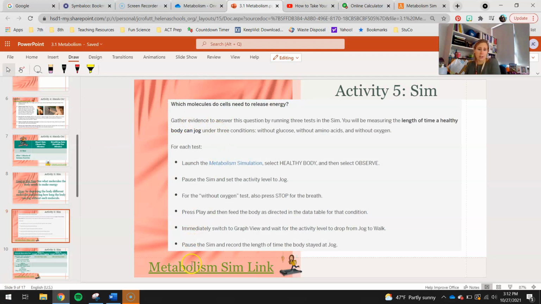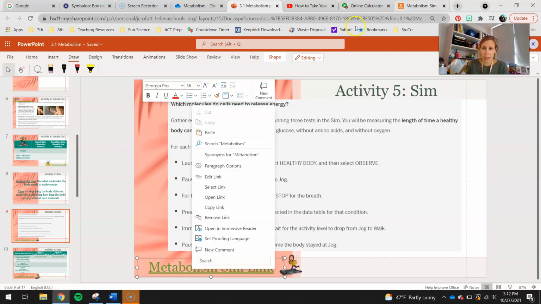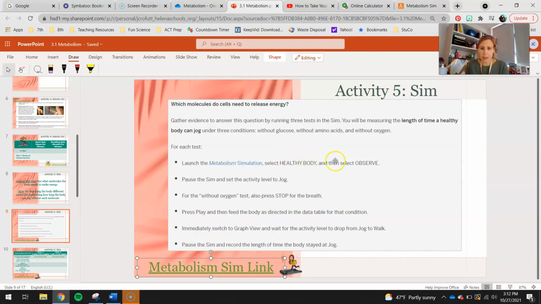you're going to launch the sim. Here's your sim link right here. You can right-click and open that up. You're going to choose healthy body and observe. And then you're going to press the sim and set the activity level to jog. So pause the sim, set it to jog. And then for without oxygen, you're also going to stop the breath.